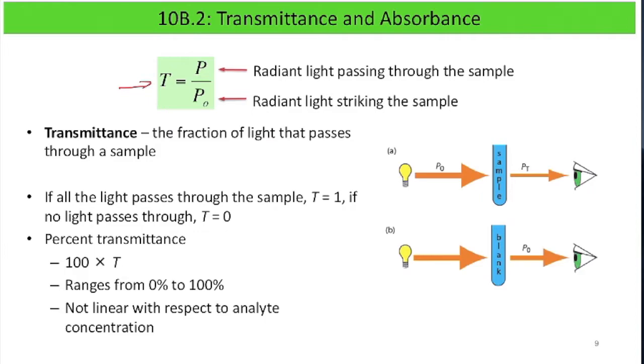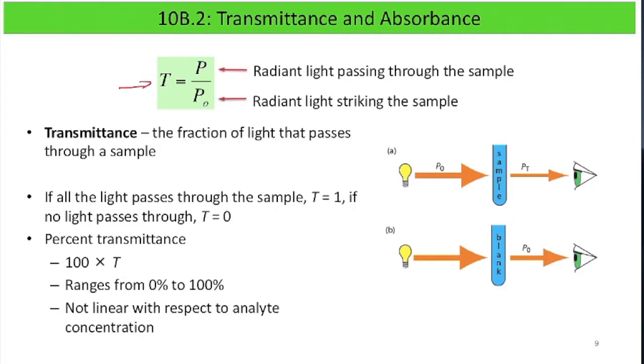And if all the light passes through the sample, transmittance equals 1, or T equals 1. If no light passes through the sample, T equals 0. Now, most of the time, we'll talk about percent transmittance rather than transmittance. So essentially, we just take the number that we get for transmittance, for example, 1, and multiply it by 100. So when all the light passes through the sample, the transmittance would be 1, or the percent transmittance would be 100%. So percent transmittance ranges from 0 to 100%. Transmittance ranges from 0 to 1.